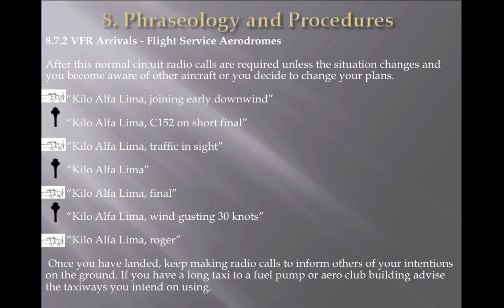After this, normal circuit radio calls are required, unless the situation changes and you become aware of other aircraft or decide to change your plans. Standard early downwind call: Kilo Alpha Lima joining early downwind. They will respond: Kilo Alpha Lima, Cessna 152 on short final. Kilo Alpha Lima, traffic in sight. They will respond: Kilo Alpha Lima. You'll then respond when you get to final: Kilo Alpha Lima on final. They will respond: Kilo Alpha Lima, wind gusting 30 knots. You'll just confirm receipt of that by just your call sign: Kilo Alpha Lima, roger.